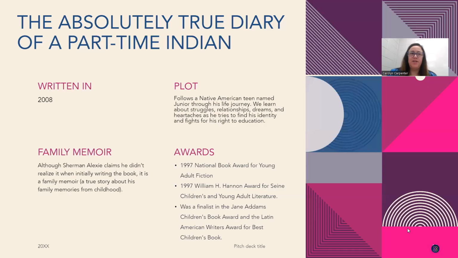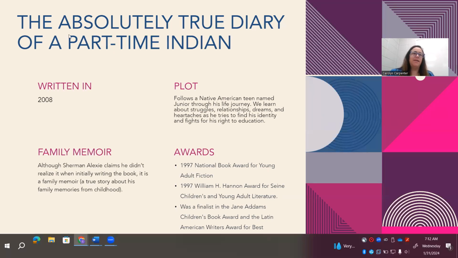So that's actually what we're going to discuss here on this next slide. On the next slide, we're going to talk about what the story's about, when it was written, and awards that have been given because of the story. Okay, so The Absolutely True Diary of a Part-Time Indian was written in 2008.